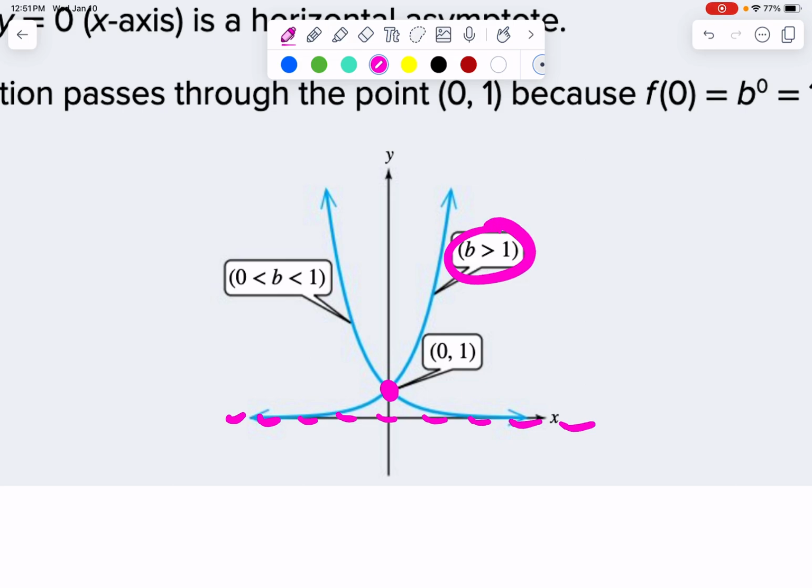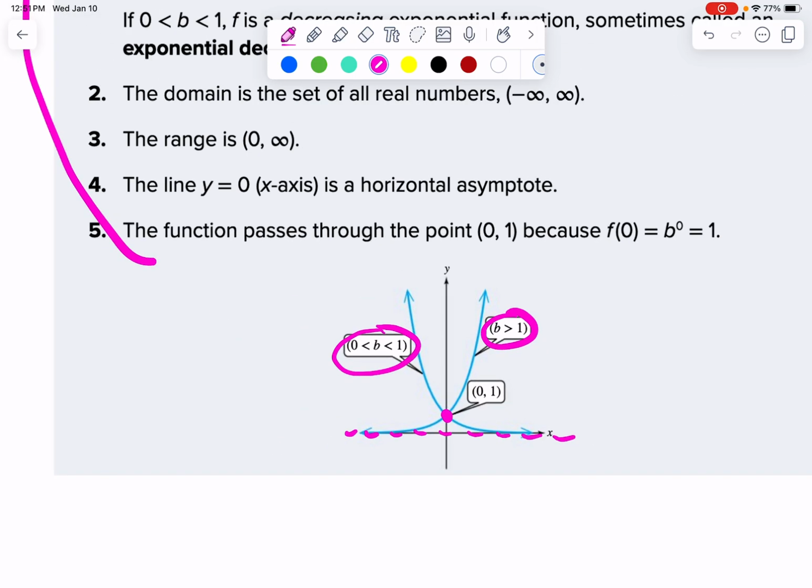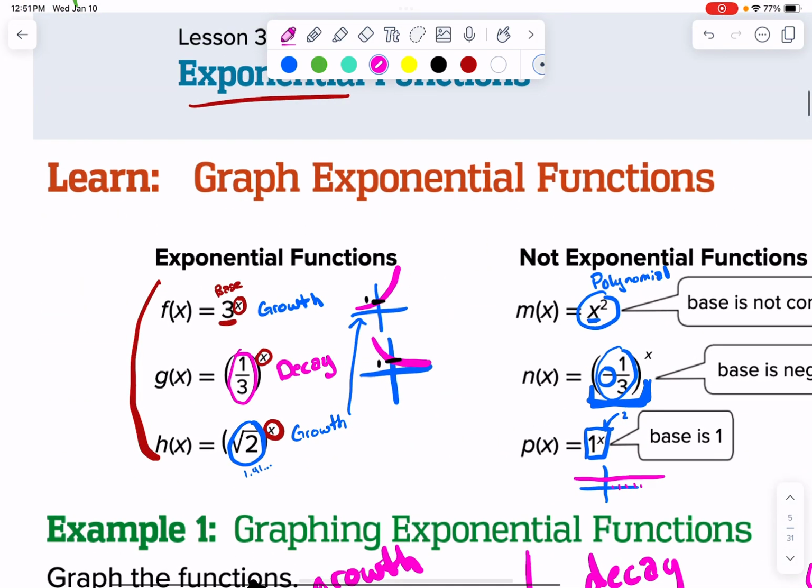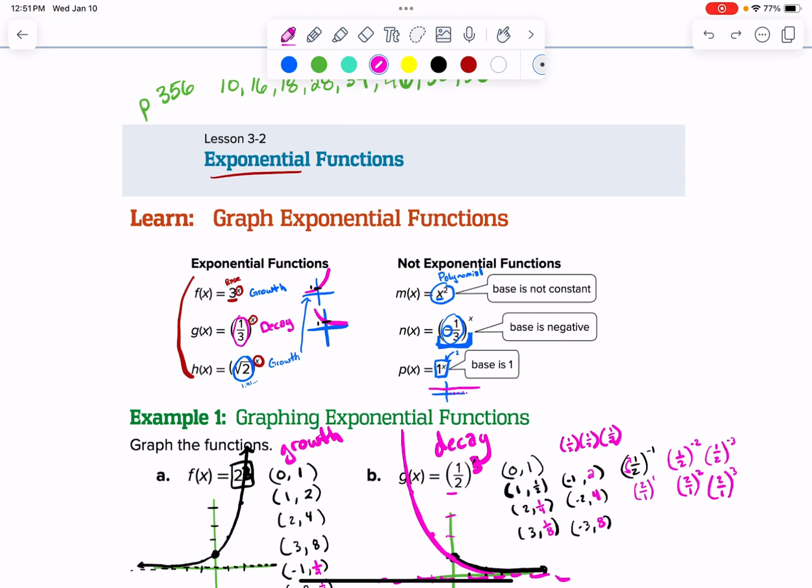If the base number is bigger than 1, or if the base number is less than 1 but greater than 0. I didn't put that in there. It has to be greater than 0 but less than 1, okay? Because you can't have a negative base number, because they don't call it an exponential function if it's a negative base number. Okay, that was a lot of stuff. I just talked really fast.